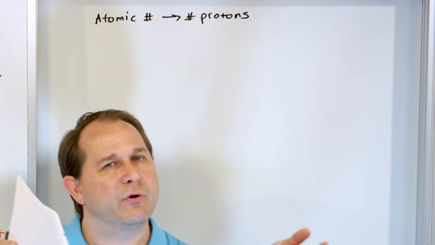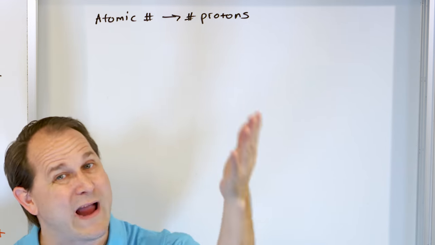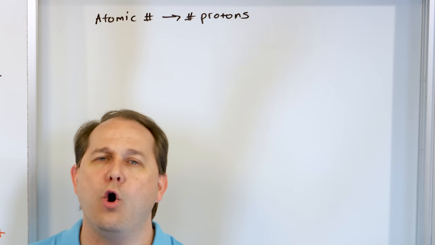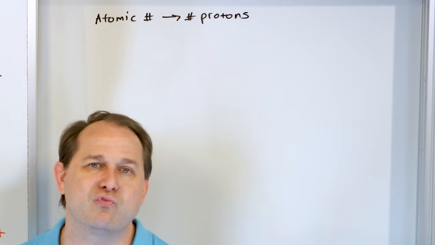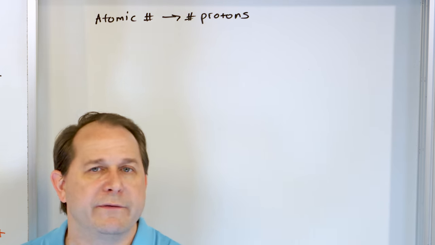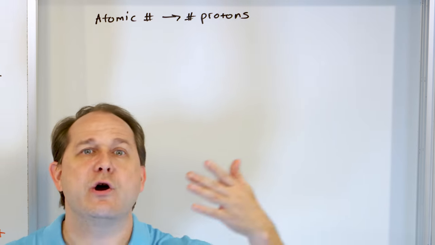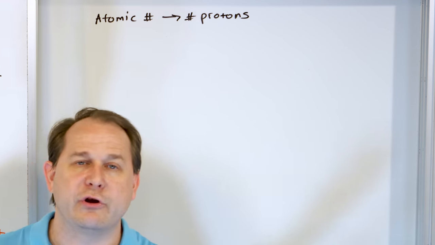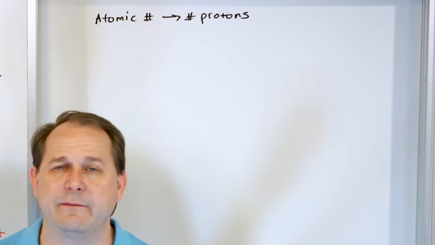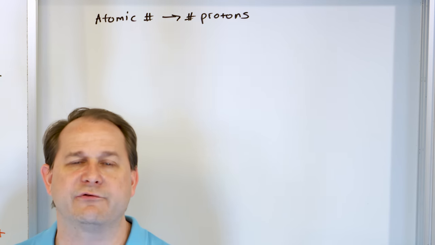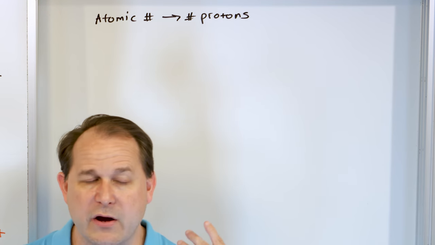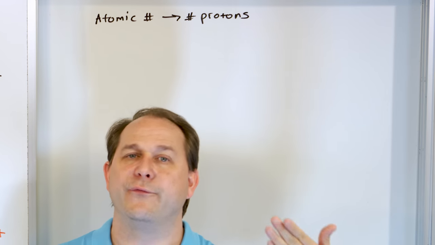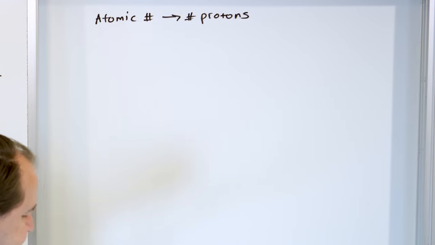And because the protons and the electrons that surround them are equal and opposite, you always have the same number of electrons surrounding every atom. So if you know the atomic number is 5, then you know you have 5 protons, and then you also know you have 5 electrons surrounding, because it has to be a neutral atom. Protons and electrons are always equal to each other for a neutral atom, all right?